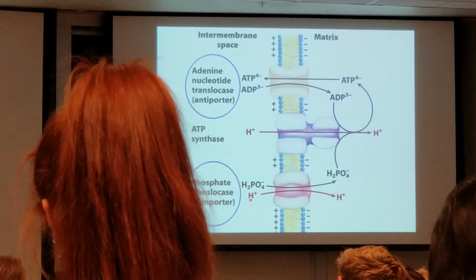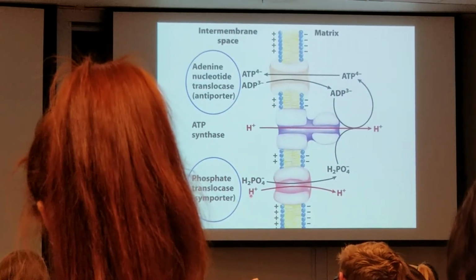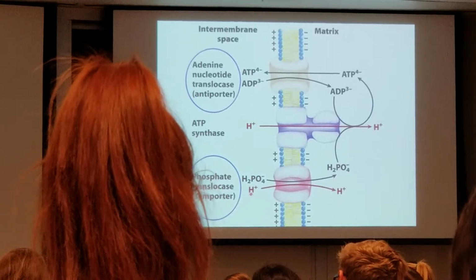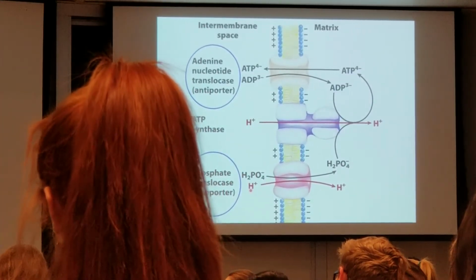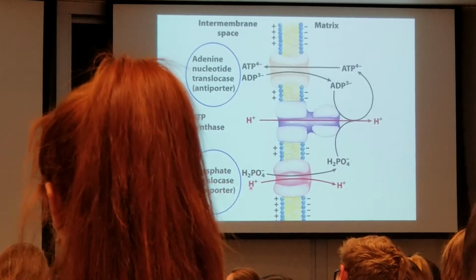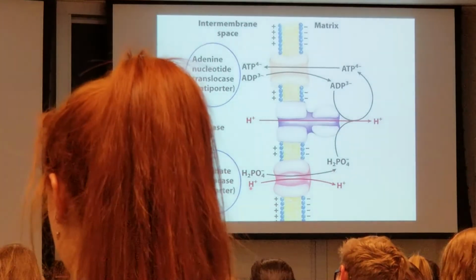So when you ask, how many protons does it take to make an ATP? On our previous diagram, we said it takes 3 protons to move the crooked finger 120 degrees, which releases an ATP, but it also costs you a proton to bring in the missing phosphate.